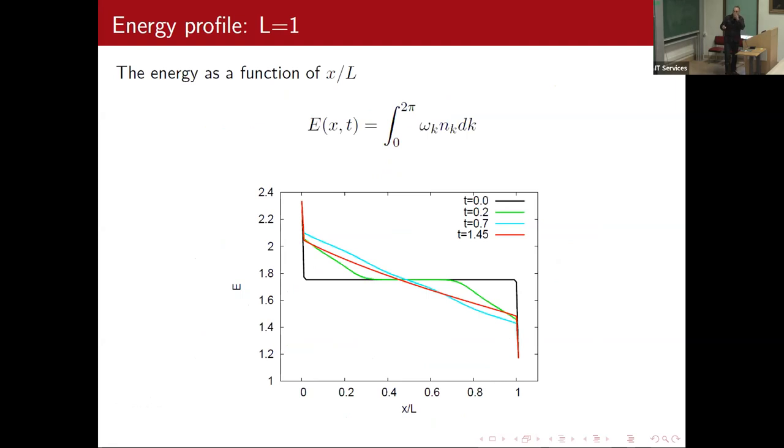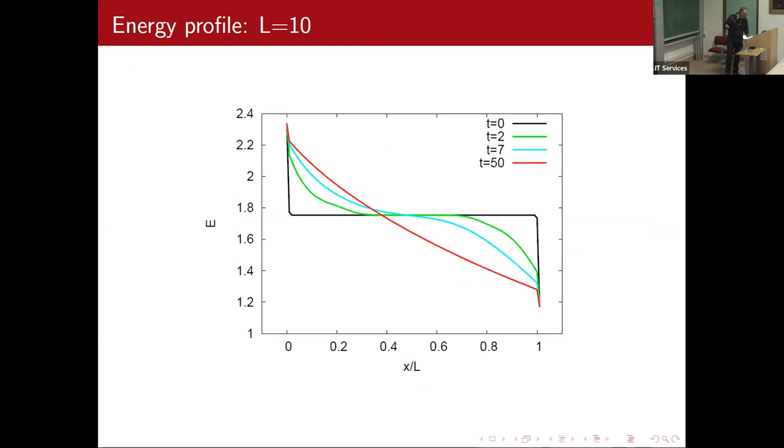You can also look at the energy profile. This is just for L equal to one, with numerical computation. For L equal to one, the conduction is anomalous, of course, so we get this strong gradient in our numerical simulation at later times. The same thing happens when L equal to 10, but the profile gets closer to Fourier.